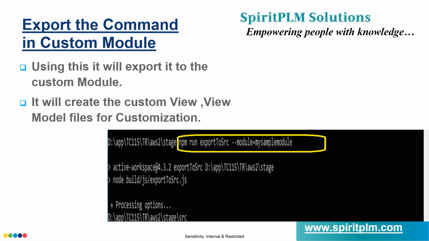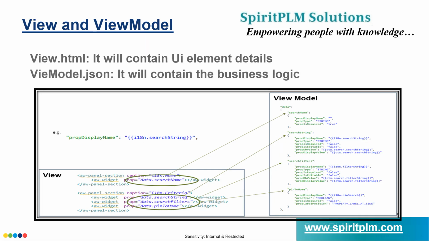Once you export that, the system will create view.html and viewmodel.json. View.html contains the UI element details, where you will get the UI elements, and viewmodel.json contains the business logic. Inside the viewmodel.json you can call either a JS function, or a SOA operation, or React.js, or a REST API. Everything you can call here inside the view model.